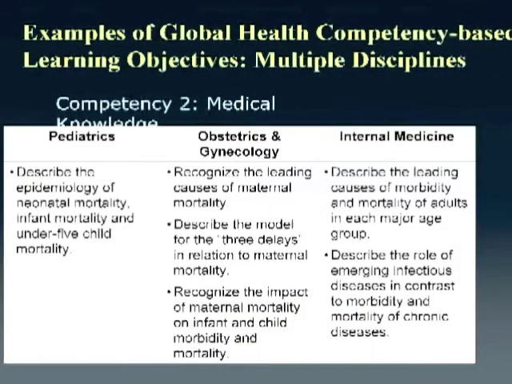Now, for the multidisciplinary objectives, some of the objectives really require delineation by specialty. So, for example, the epidemiology of mortality, which was divided by specialty, while others lent themselves more easily to globally applying across the disciplines. For example, determinants of health and the human resource crisis in developing countries.